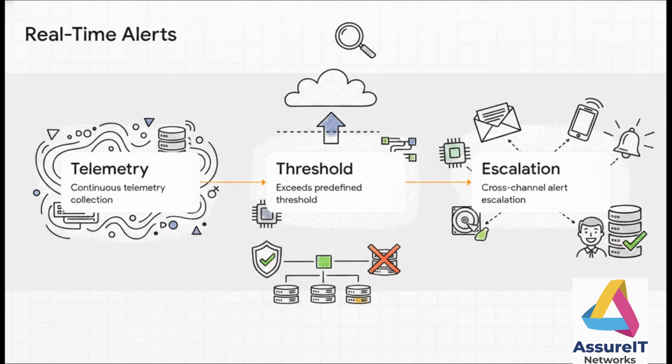Of course, having all that data is great, but turning it into action is what really matters, right? So here is how AssureIT's proactive workflow handles it. First up, you've got that continuous telemetry collection. Then, if a predefined threshold, say a massive CPU spike, is exceeded, the system immediately analyzes it. And third, it instantly escalates those critical alerts straight to email or SMS. It filters out all that background noise so you can jump in and fix a problem before the end user even realizes their computer was about to crash.